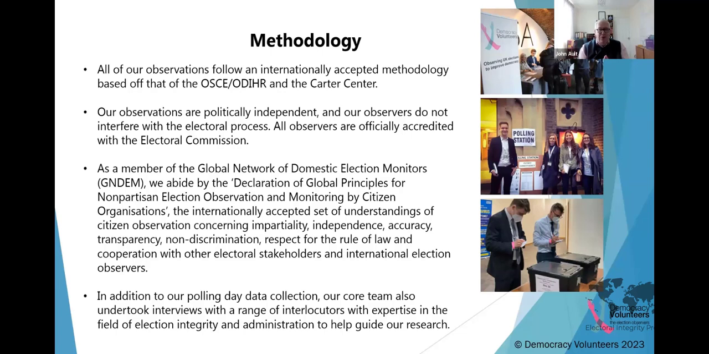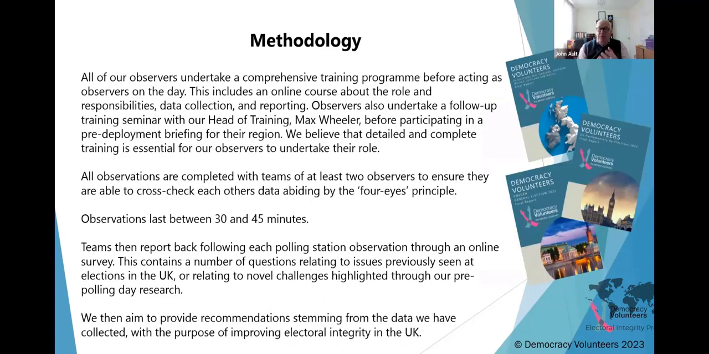We're members of an organisation called GNDEM, which is a very big mouthful, the Global Network of Domestic Election Monitors, and we abide by the Declaration of Global Principles for Non-partisan Election Observation and Monitoring by Citizen Organizations. Why these people come up with very long descriptions, I'll never know. But we follow the rules that are internationally accepted. Essentially, we maintain impartiality and independence. We try to be as accurate as we can, as transparent as we can, and we try not to discriminate in what we do. We respect the rule of law, and we cooperate with all the other electoral stakeholders and other international observers. In fact, we met quite a lot of the people in here prior to the election to talk about it. I think we actually met Toby, Phil, and I think Alistair before the election to talk about some of the problems that we were going to see potentially with the introduction of voter ID.